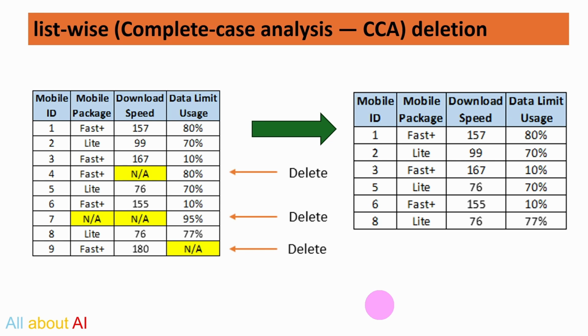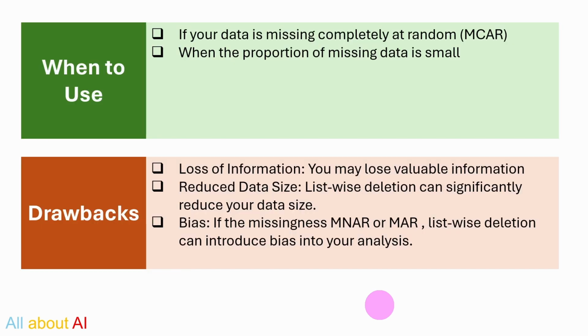just use the remaining values. If the data is missing completely at random, it can be used. When the proportion of missing data is small, then it can be used. But we have to remember that there are a few drawbacks for this method. We may lose information since the dataset size can reduce. And if the missingness is due to MNAR or MAR, list-wise deletion can introduce bias into the analysis.